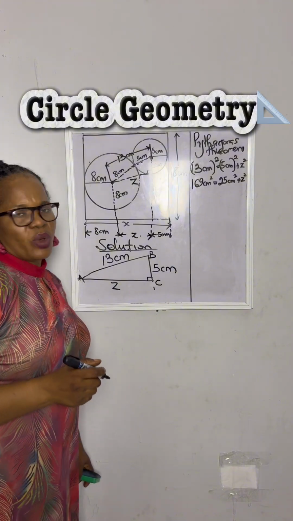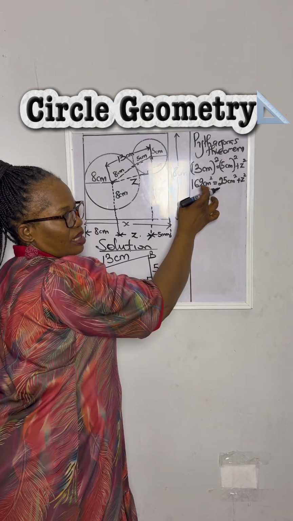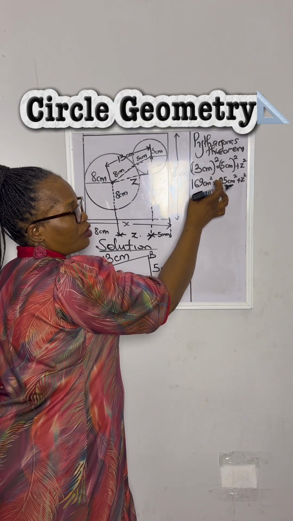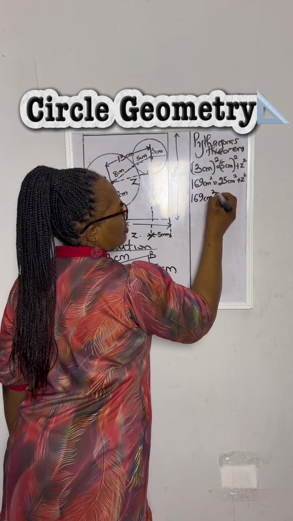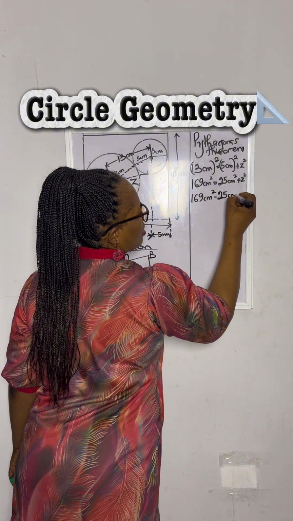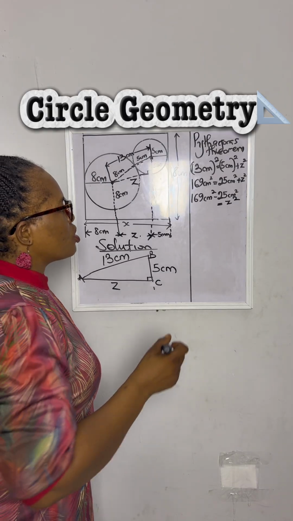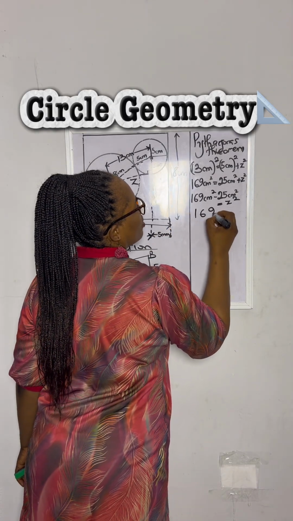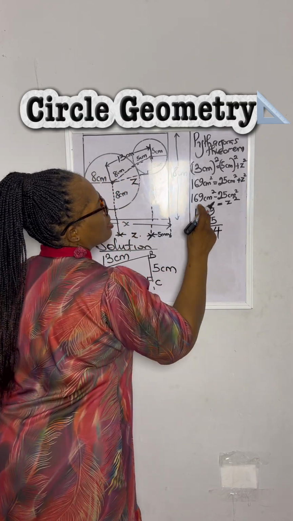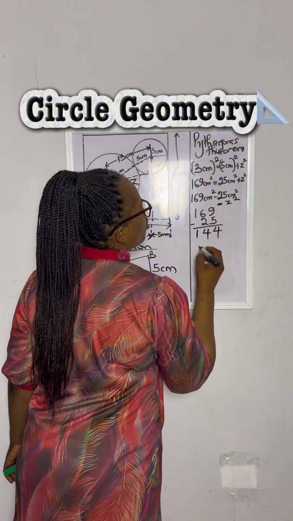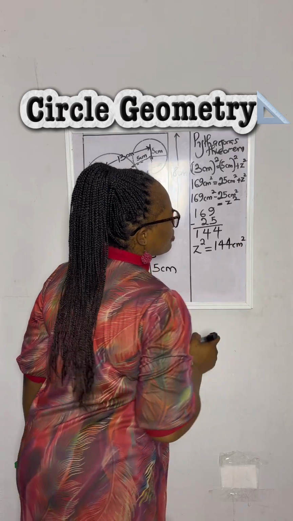I would want to make Z squared the subject of the formula, and that will involve me bringing 25 centimeters squared to this side. By the time it comes to this side, the sign will change from plus to minus. So what do we have? 169 centimeters squared minus 25 centimeters squared equals to Z squared. What is 169 minus 25? Let's have it done here. 169 minus 25. This will give us 9 minus 5 is 4, 6 minus 2 is 4, and 1. So we have our Z squared to be 144 centimeters squared.